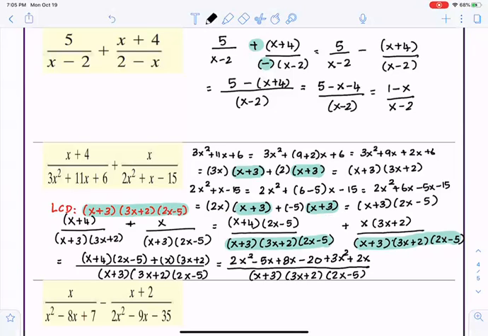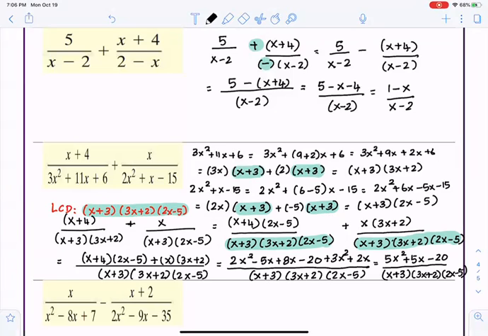2x squared plus 3x squared would be 5x squared. 8x plus 2x is 10x. 10x minus 5x is plus 5x. And lastly, I have minus 20. Divided by the common denominator, x plus 3 times 3x plus 2 times 2x minus 5.